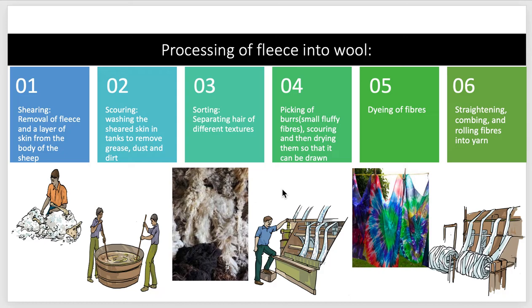Then step 4 is picking of burrs. So what are burrs? Burrs are these small fluffy fibers that are picked out from the hair. So now here, after sorting, we have these small fluffy lumps of fiber. So these are picked. These small fluffy fibers are called burrs. So these burrs are picked, that is, they are taken out. They are scoured again, which means they are washed in these kind of tanks, and then they are set to dry so that wool can be drawn from it.